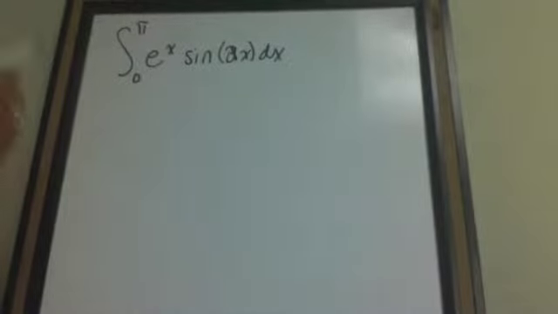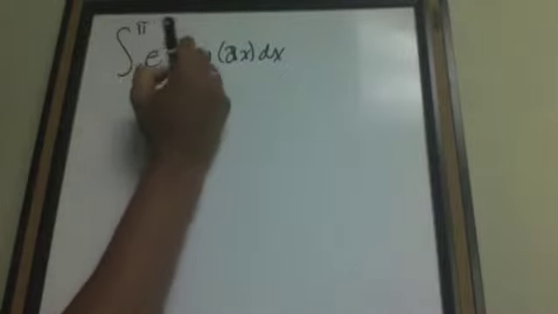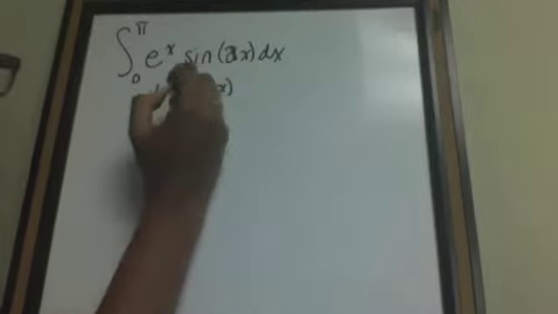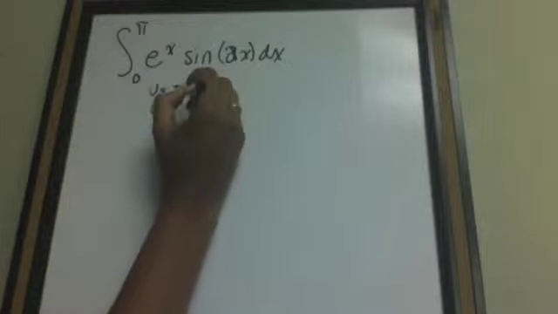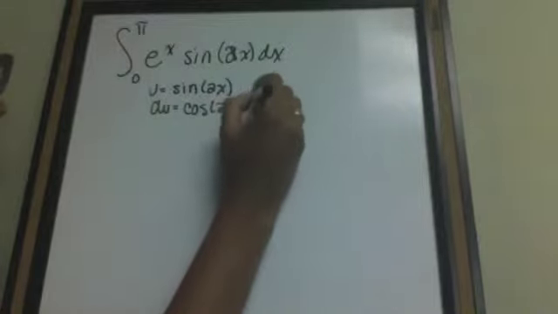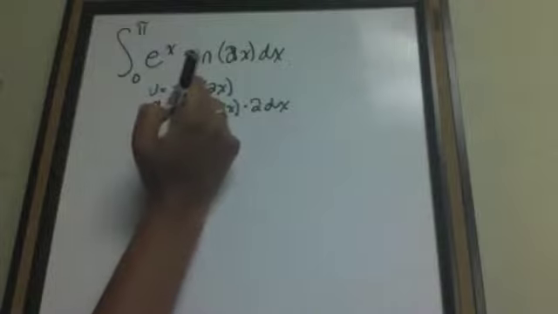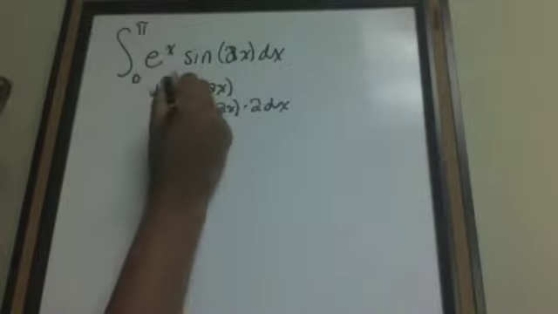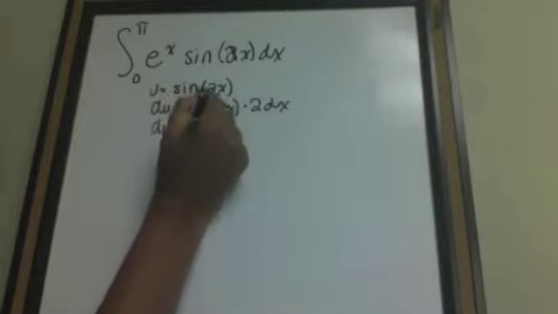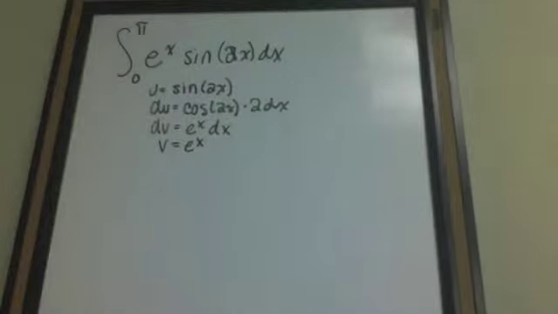And so first we're going to see what our u is and what our v is, because this is integration by parts. So our u equals sine 2x, and our du would be the derivative of that, so cosine of 2x times 2 dx. And our dv first, because we do that one first, is e to the x dx, and our v equals e to the x. And with that information, we can do our first integral.